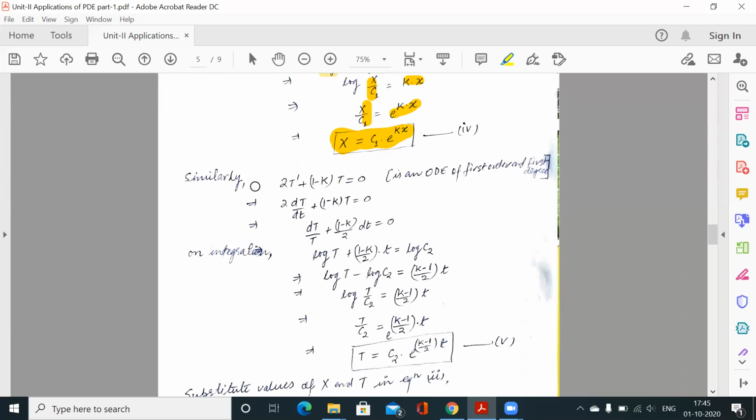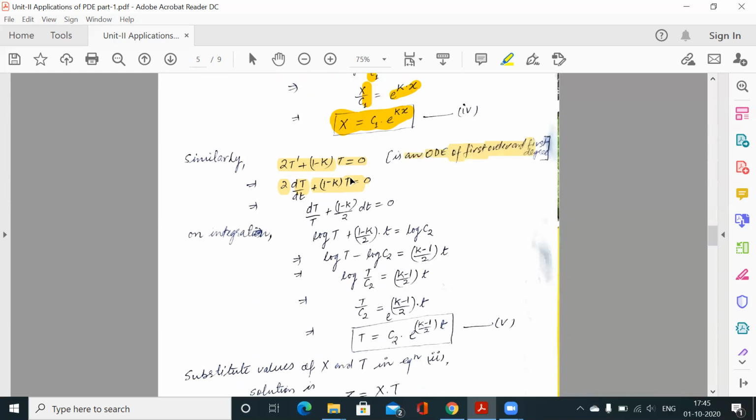Similarly for the second, 2T dash plus (1 minus k) T is equal to 0. Again, T dash is dT over dt, so 2 dT over dt plus (1 minus k) T is equal to 0. So this is again an ordinary differential equation of first order and first degree, and again we know how to solve this. By simple cross multiplication we get dT over capital T is equal to (1 minus k) dt over 2.